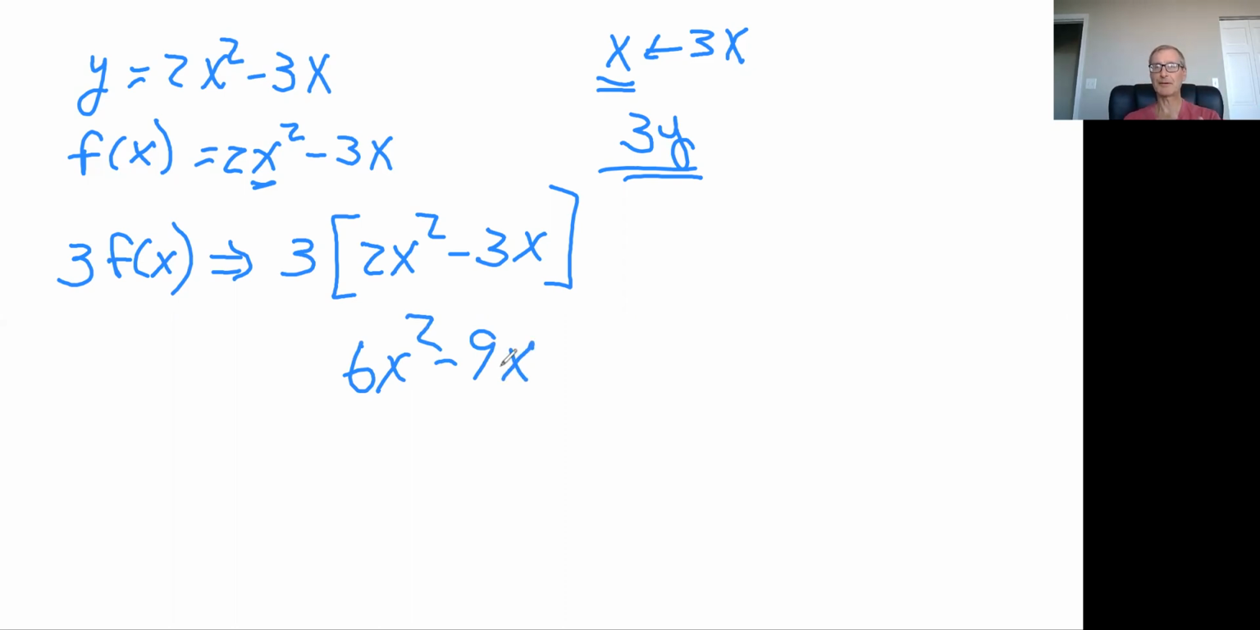So when it's placed outside and you're multiplying or dividing, etc., you just multiply the whole equation by, or divide the whole equation by, that number.